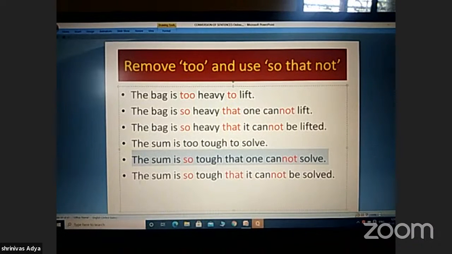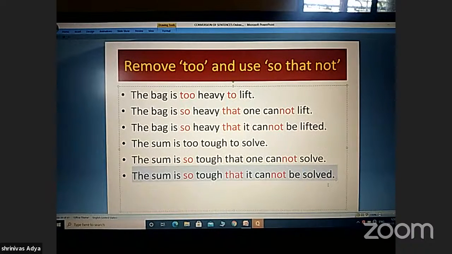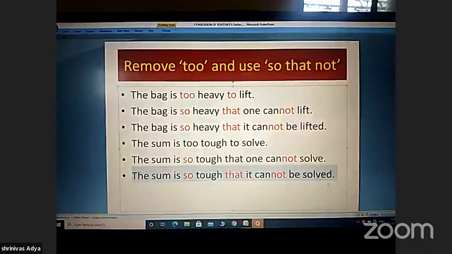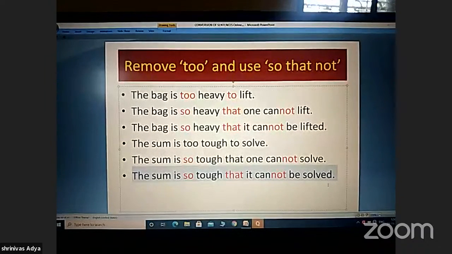Using passive voice also we can rewrite this, and how that can be done, you see here. The sum is so tough that it cannot be solved.